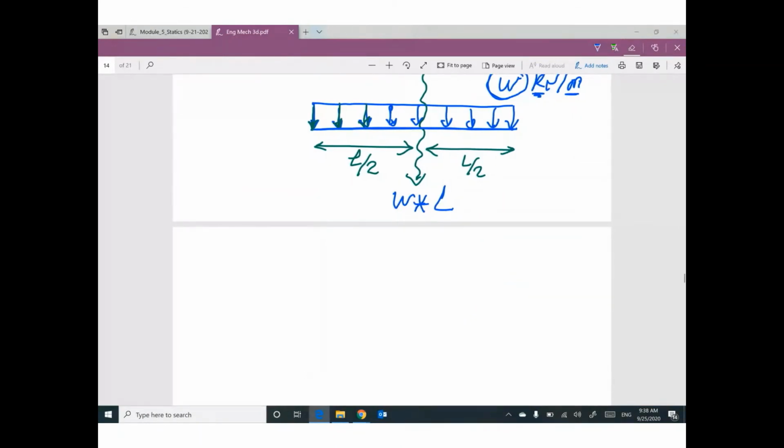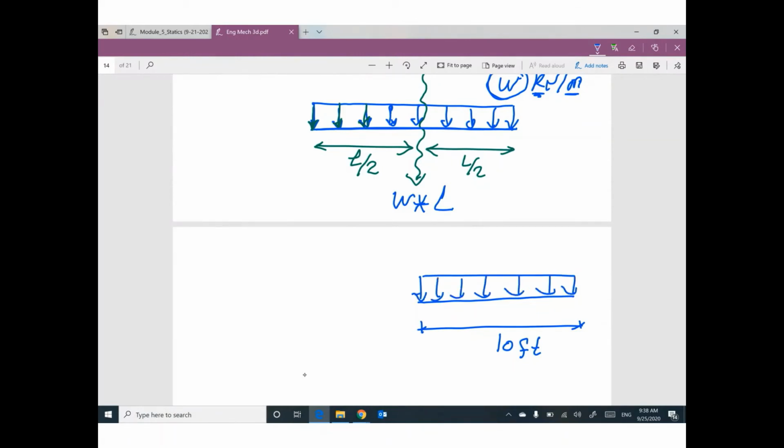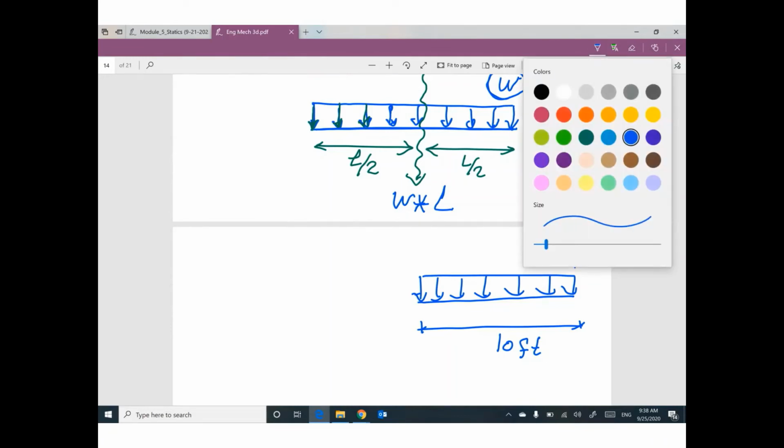Let me do an example here. If I have a piece of beam with distance 10 feet, and this uniform distributed load equals 5 kb per foot, what is the value of the equivalent force and where?